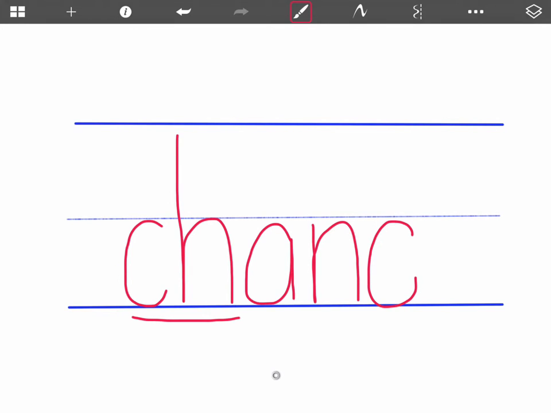Now, do we mark it? Yes. It's the second sound. We're going to put a 2 above it. Legal spelling for the word chance? Nope. If we left it this way, it would say chank. That's not right. So we need to make it legal and add a silent final E.